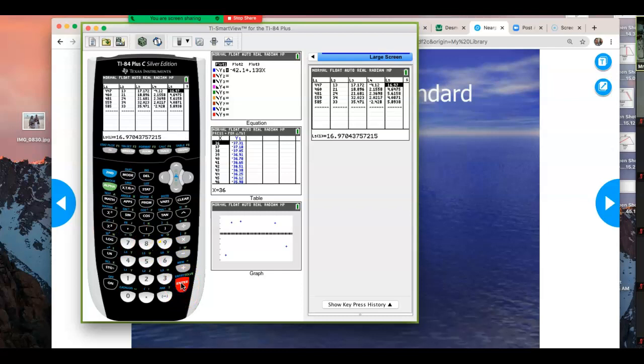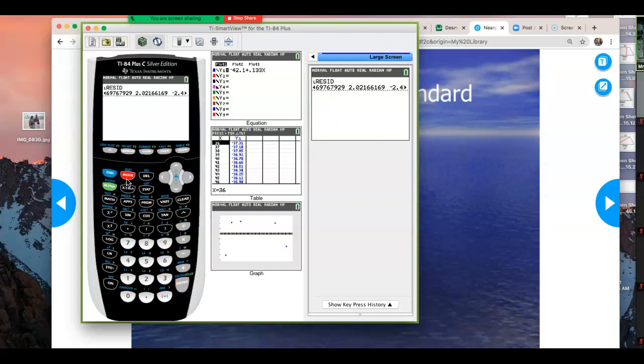So there I squared all the numbers. And notice they're positive. Some residuals are negative, some are positive, but standard deviation is always a positive number. We square, and then we square root. So I have to do the sum of list 5. Second stat, go to math, sum L5.